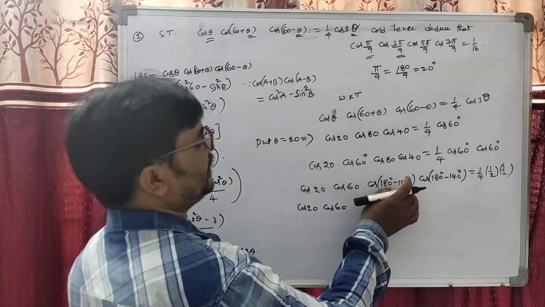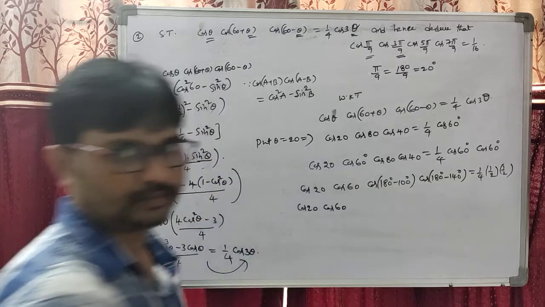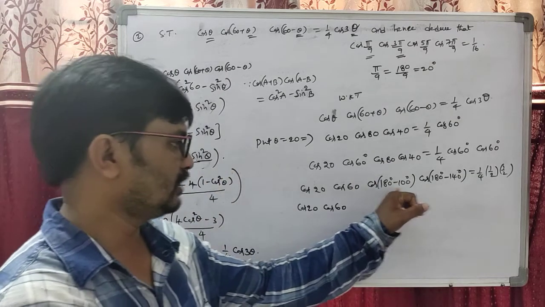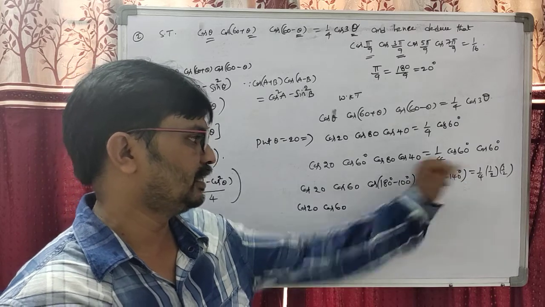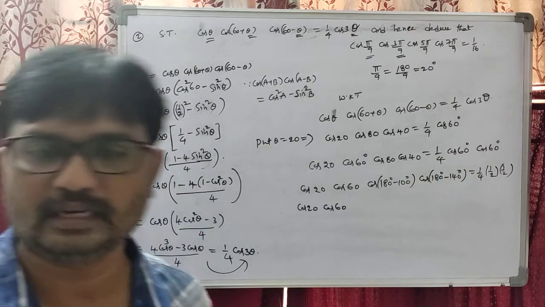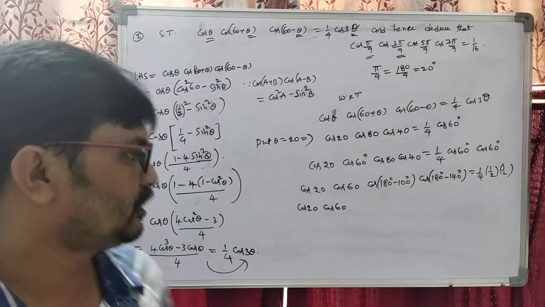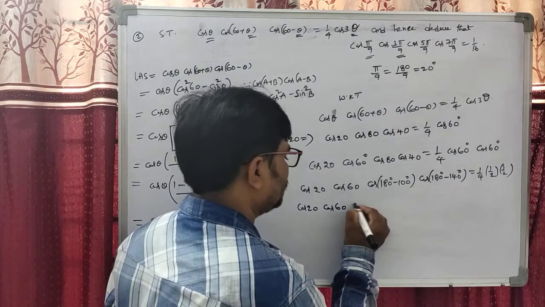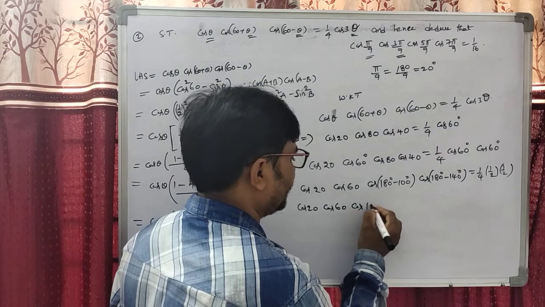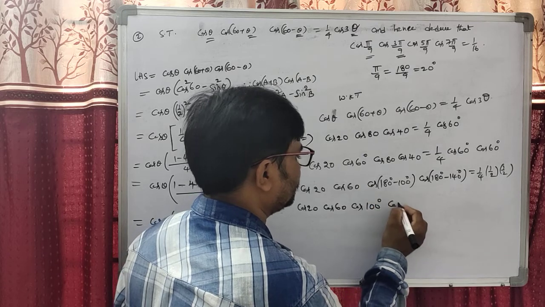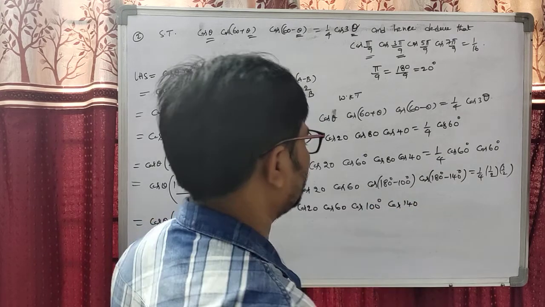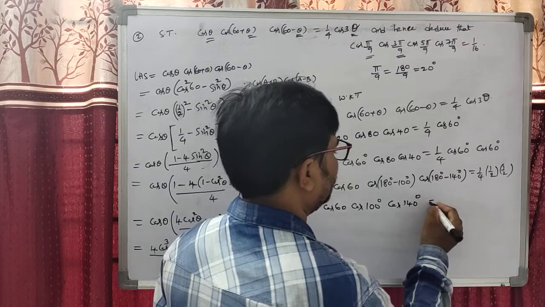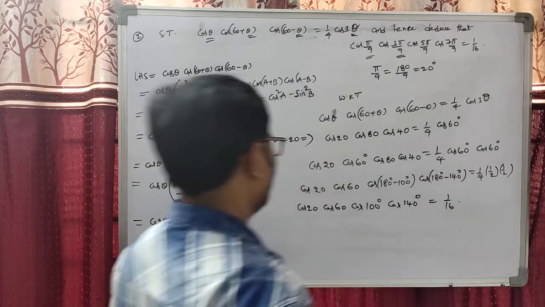So cos of 180 minus theta is minus cos theta. In the second quadrant, cos is negative. Minus into minus is plus. Therefore, students, cos 100 and cos 140 give 1 by 16.